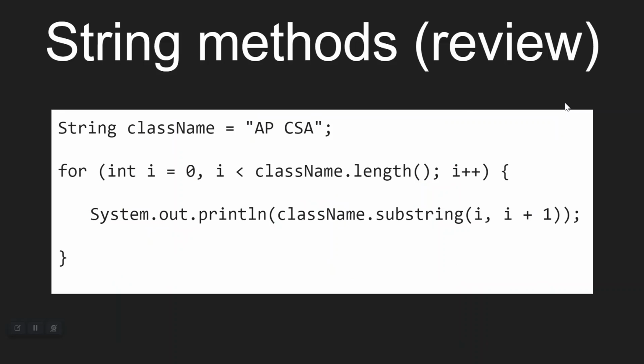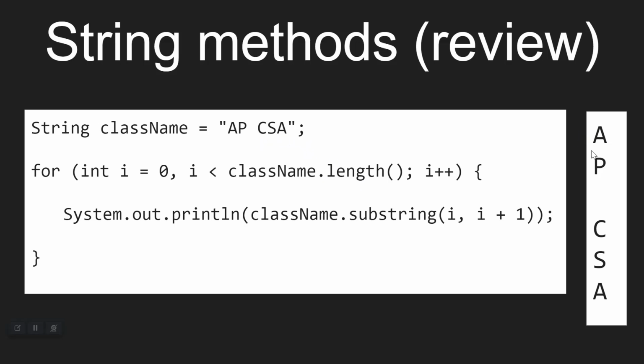Hopefully by now you're pretty comfortable looking at a block of code like this and recognizing right off the bat: you've got a string, you've got a for loop, you're looping through the string, and you are printing the substring from i to i plus 1. This is a quick and easy way to loop through this string and print each individual character on a separate line. And this is all happening because we are able to use those string methods.